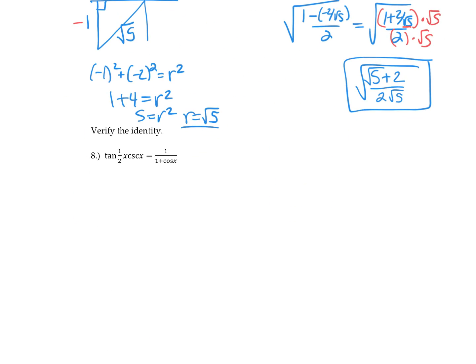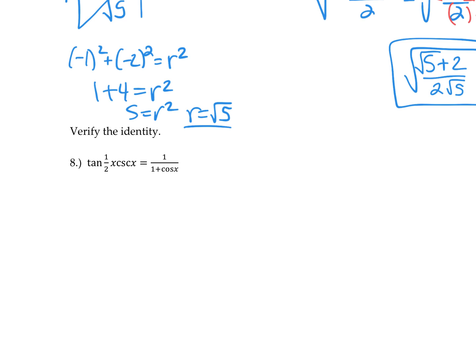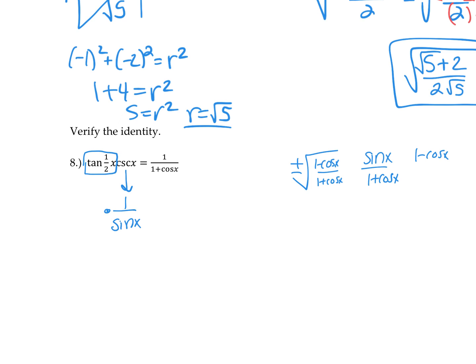Now we have one more thing to talk about, which is just verifying an identity. They want me to use the tangent half angle right here, and I have to figure out which one to use, knowing that cosecant is 1 over sine. So if I think about my options for tangent, it is 1 minus cosine over 1 plus cosine, sine over 1 plus cosine, or 1 minus cosine over sine. Since I already have a sine in the denominator and I know I want a 1 plus cosine in the denominator, I'm going to use this middle option.